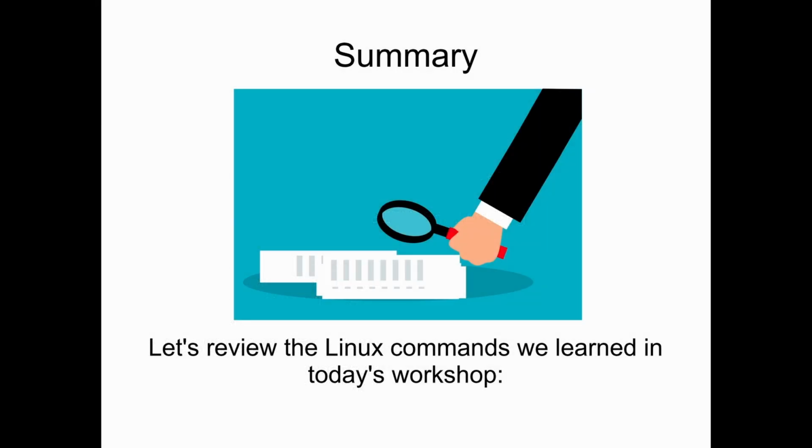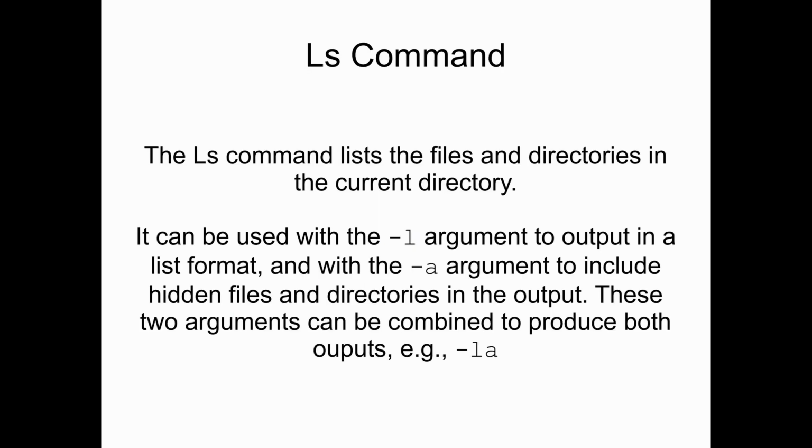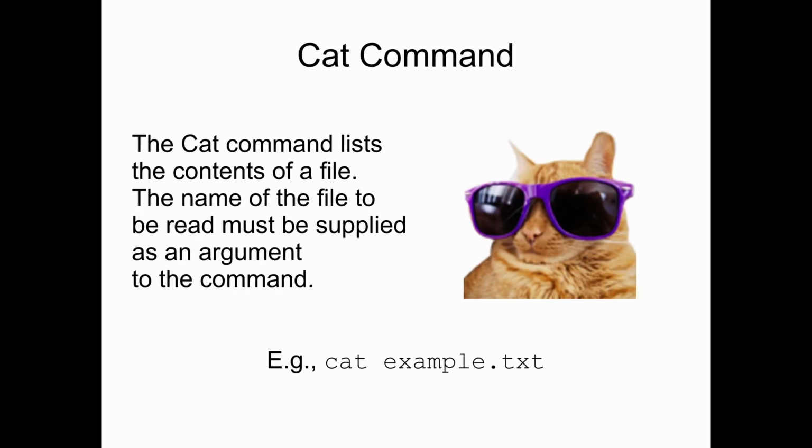Let's take a few minutes to review the different Linux commands we covered in this workshop. The ls command lists the files and directories in the current directory. It can be used with the -l argument to output in a list format, and with the -a argument to include hidden files and directories in the output. These two arguments can be combined to produce both outputs. The cat command lists the contents of a file. The name of the file to be read must be supplied as an argument to the command.